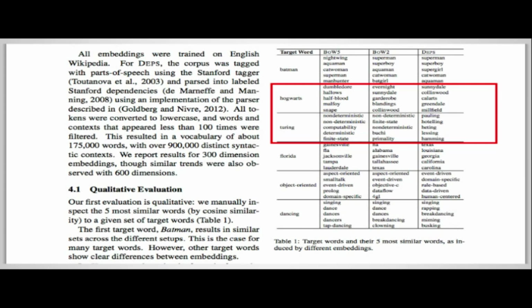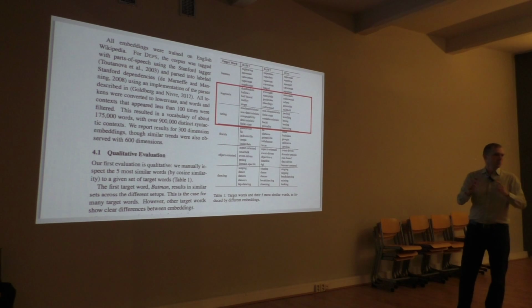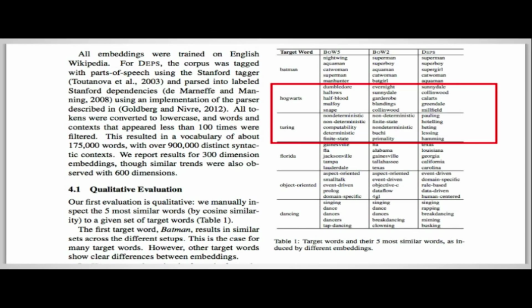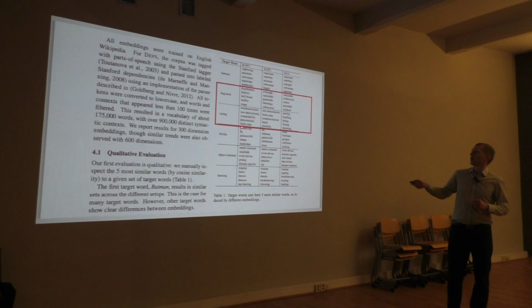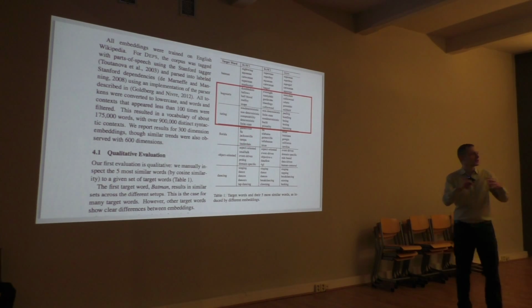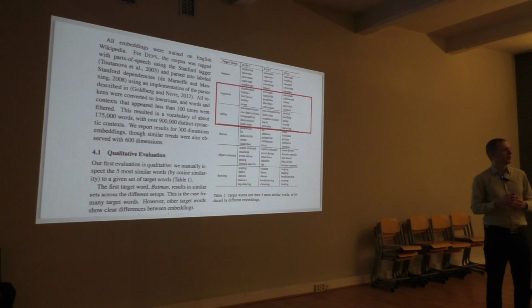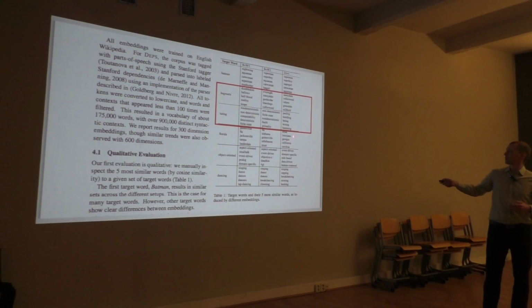But if we try this dependency context instead of words, that's the last column here, we get words which serve the same role. They call it functional similarity. So we get Pauling, Hoteling, Hamming, and so on, scientists. Somebody who serves the same role as Turing. Or with Florida, Word2vec gives you the cities in Florida, things related to Florida in that domain. And the functional similarities give you basically other states in the United States. So a different type of similarity.